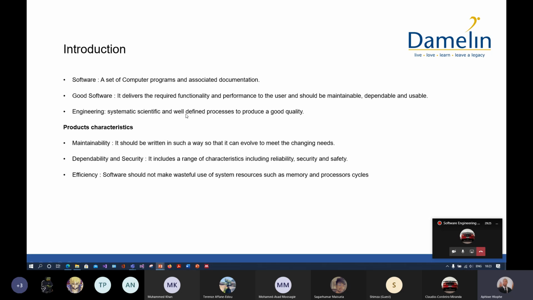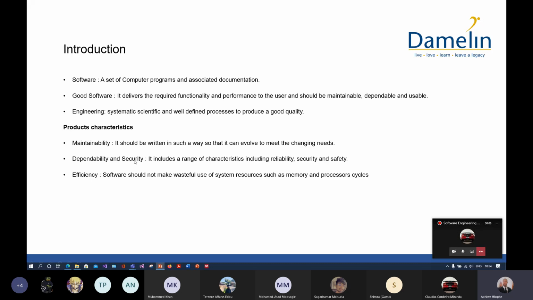Okay, so the characteristics of these products, as we mentioned in the second point, is maintainability. What do they mean by maintainability? It should be written in such a way so that it can evolve to meet changing needs. Remember, your environment around you is constantly changing. Your customers' needs are also constantly changing. So when we talk about maintainability, we mean we have people who are able to make the software evolve with this dynamic environment.